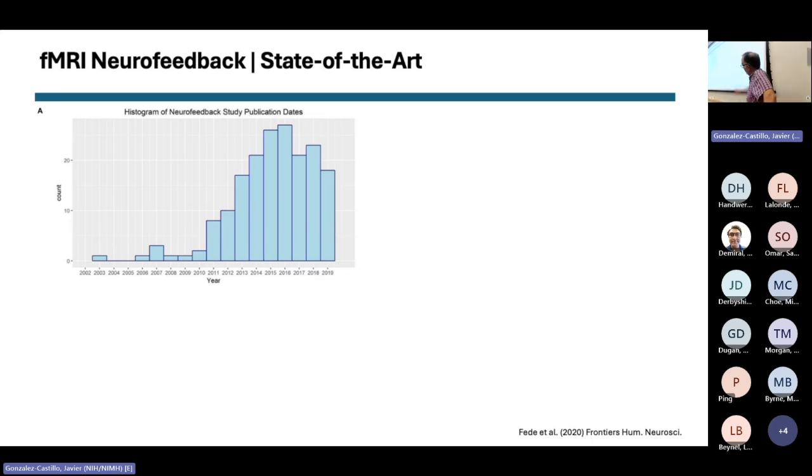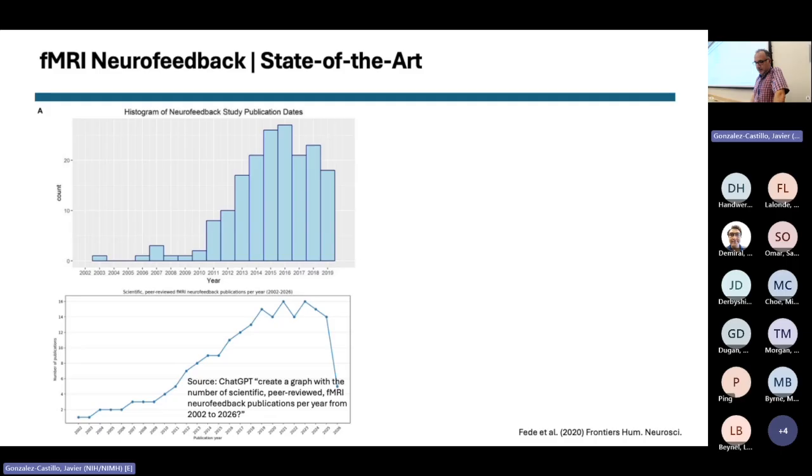So the first thing is how many people tend to do neurofeedback. And as you can see, it seems that people were loving it up to 2017, 18, and then kind of stayed there. Now, 2020, we know what happened. This was years ago, so I decided to go to ChatGPT. So take this with a grain of salt.